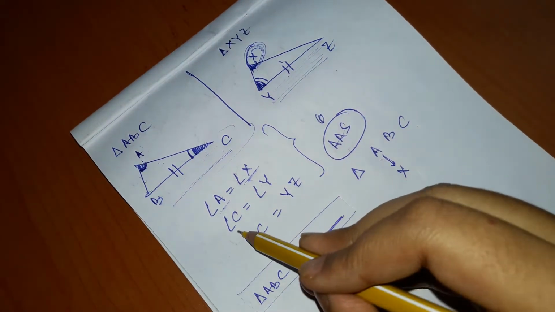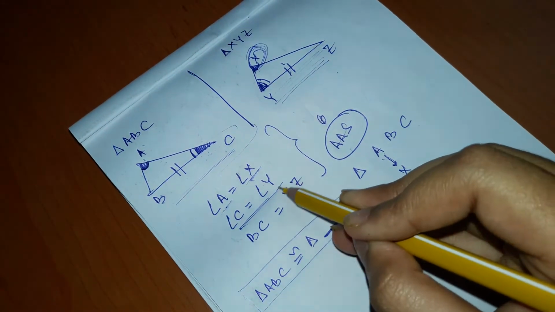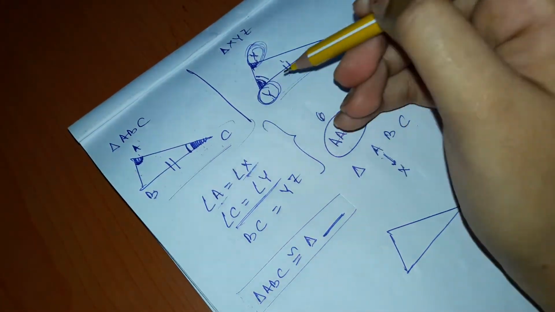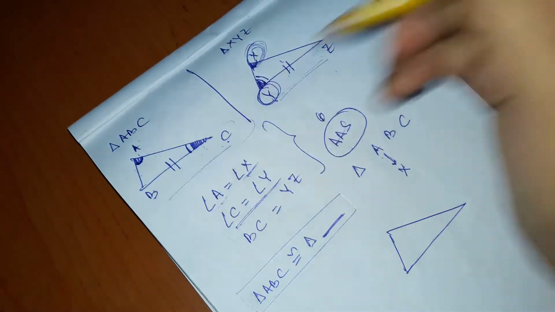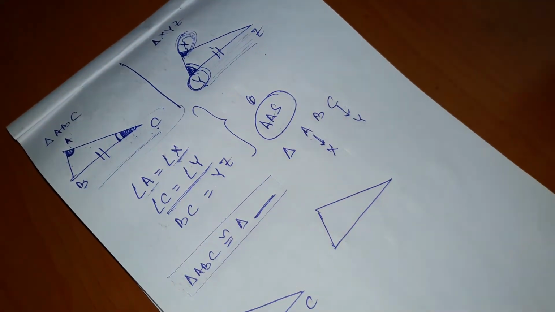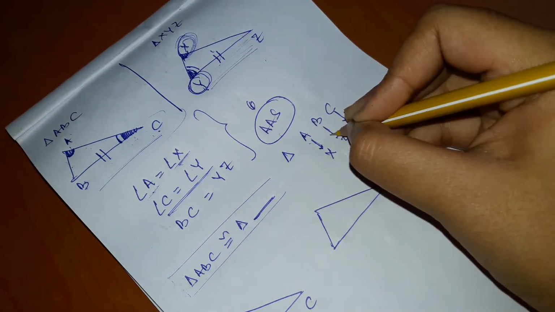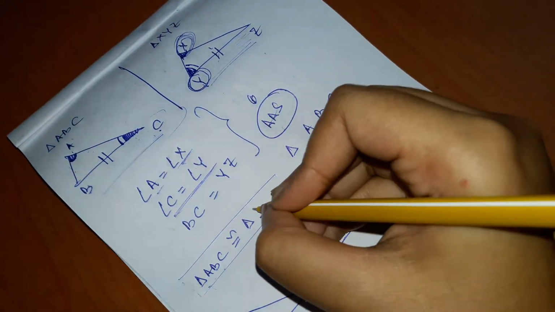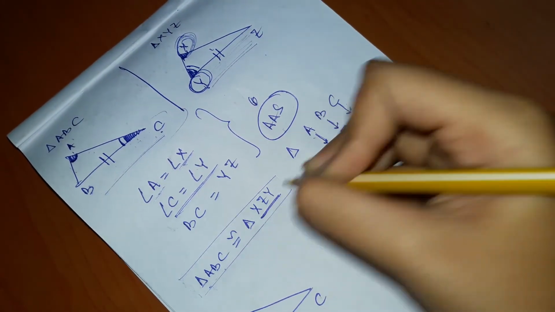Similarly, this angle C is equal to angle Y. It means that this vertex Y will be superimposed on vertex C. So beneath C I am writing Y. So what remains is B and here Z. It means here Z will be. So I can say triangle ABC is congruent to triangle XZY.